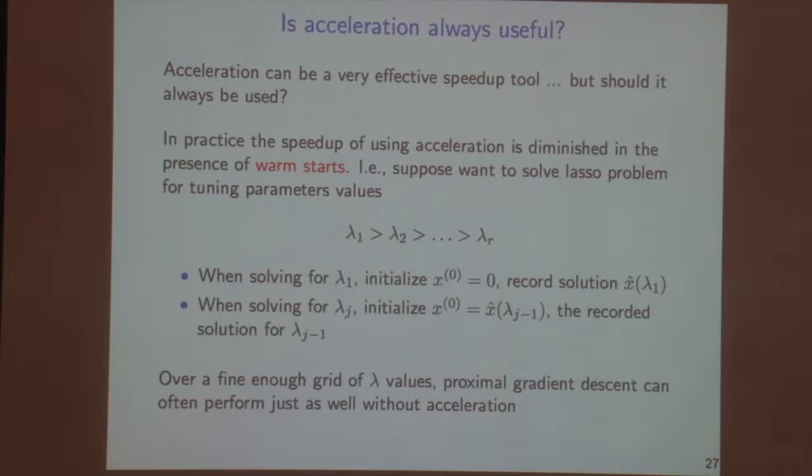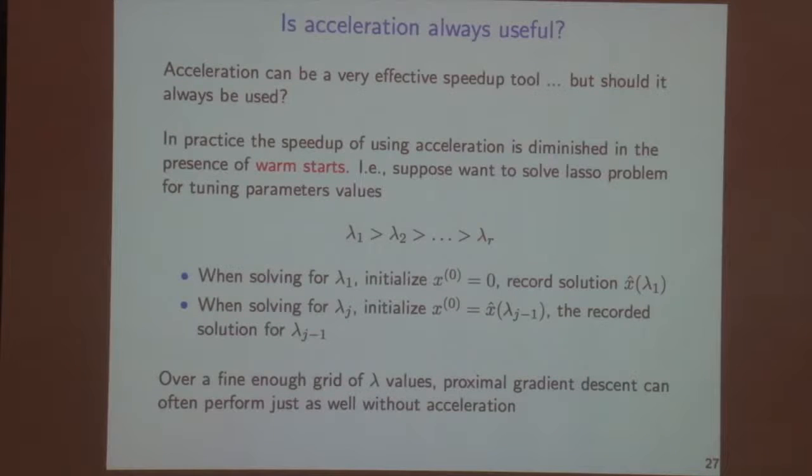So this is called warm starting our optimization algorithm. It's just written down here. Solve for lambda 1 at the biggest value, initialize it arbitrarily, and record the solution at that lambda value. I'm calling that x hat of lambda 1, going back to the hat notation we often use in statistics. Then when we're solving for another value of lambda, say lambda j, we initialize it at the recorded solution for the previous value of lambda.